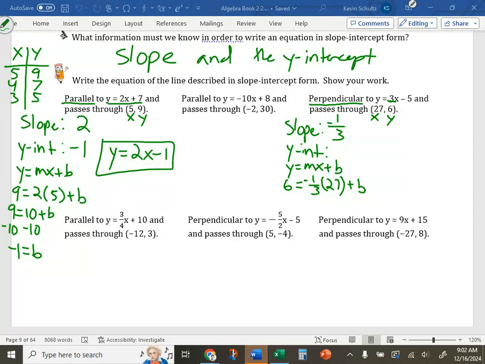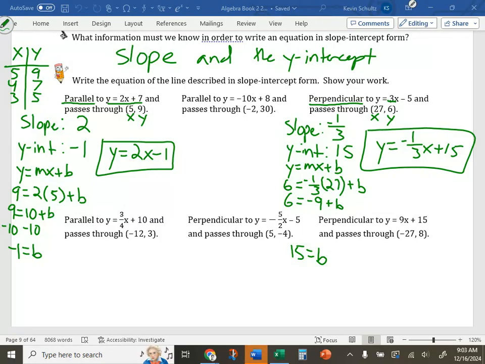What's negative 1/3 of 27? Negative 9. So 6 equals negative 9 plus b, add 9 to both sides, and our y-intercept is 15. What's the equation of your line? y equals negative 1/3 x plus 15.